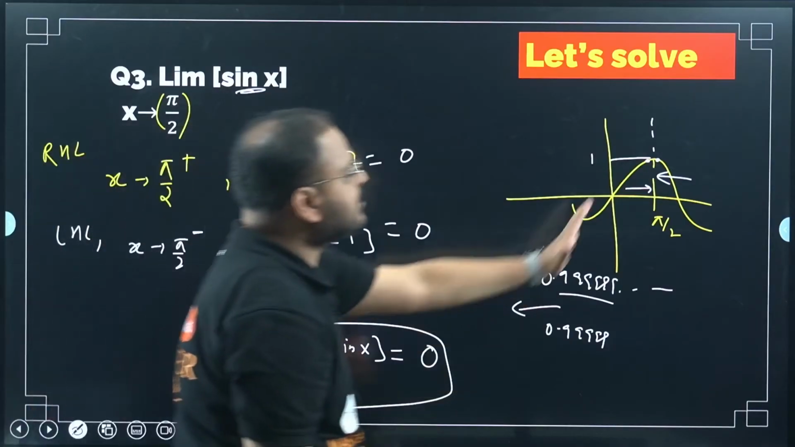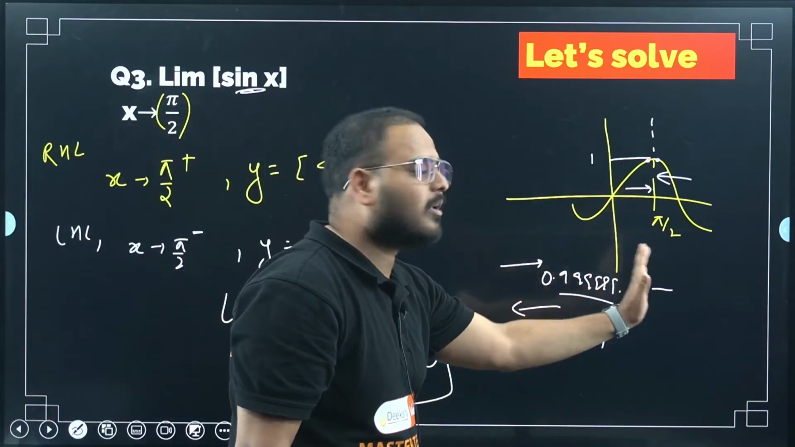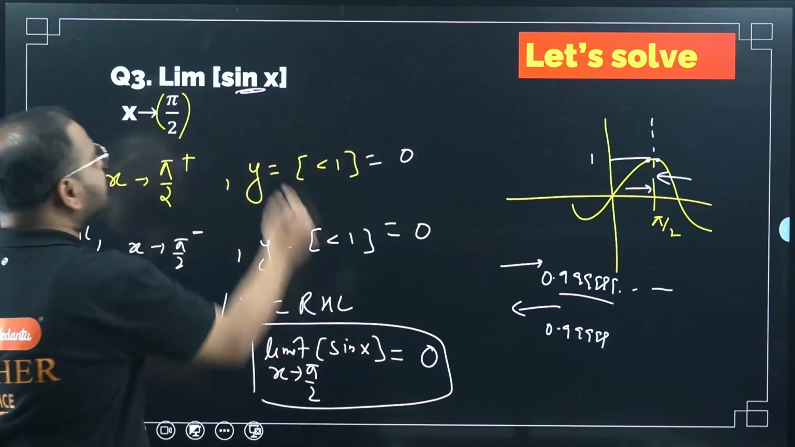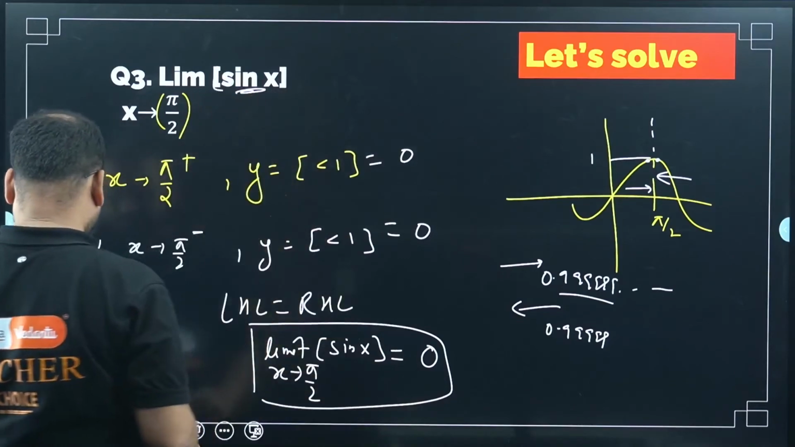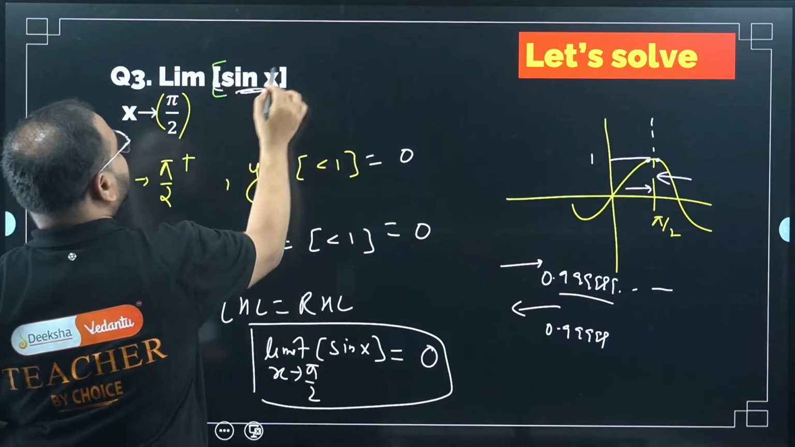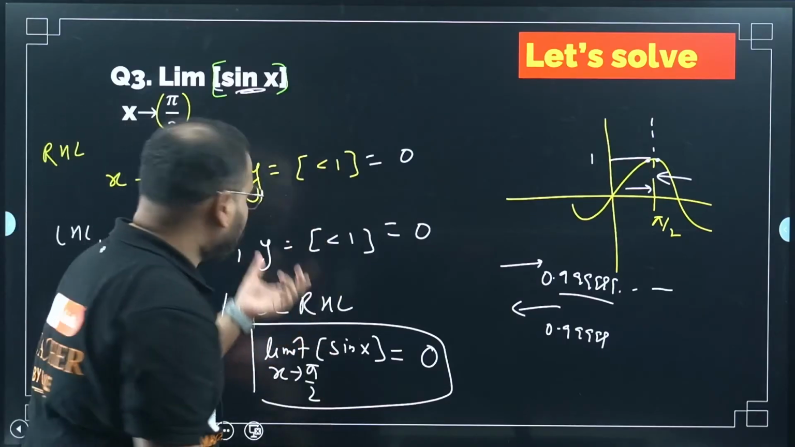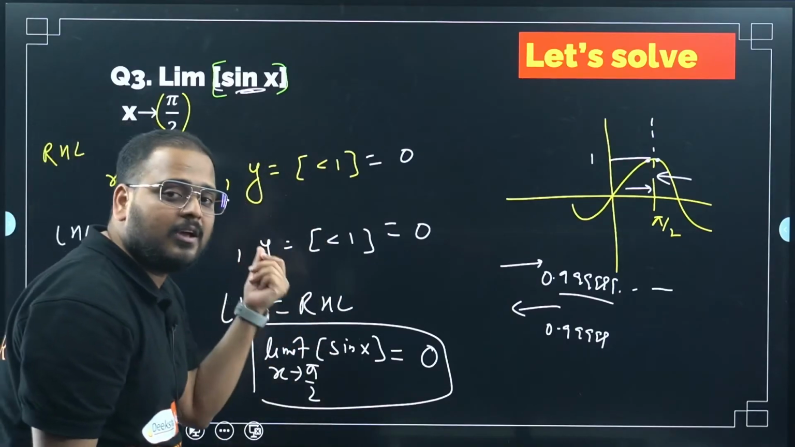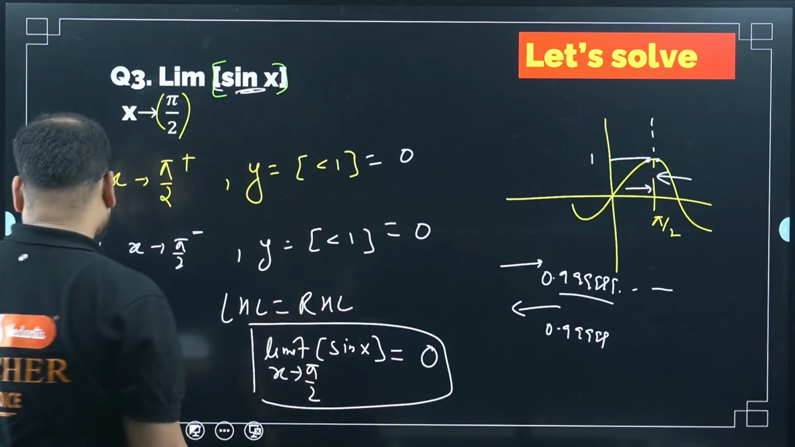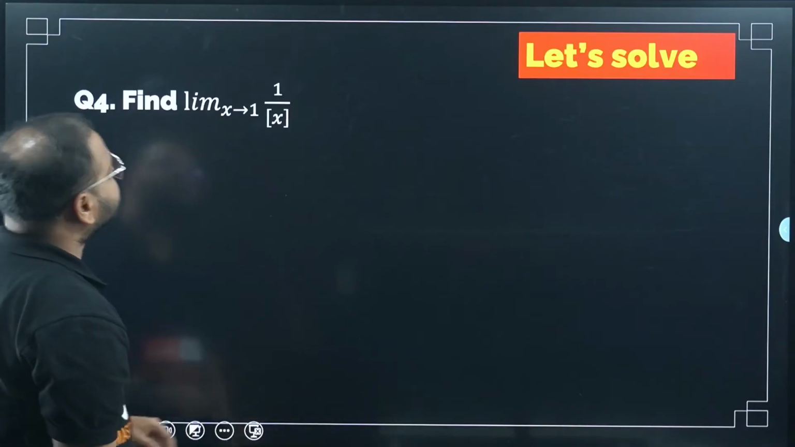Okay. Just try to see the graph from here. From left it is less than 1. From right also less than 1. And the greatest integer function, we know that for a value less than 1, is always 0. So it goes like this.